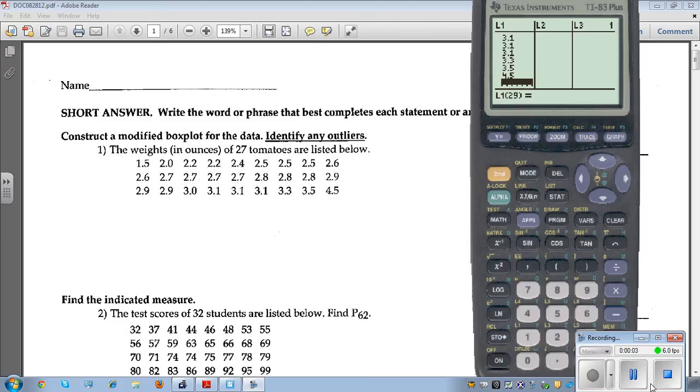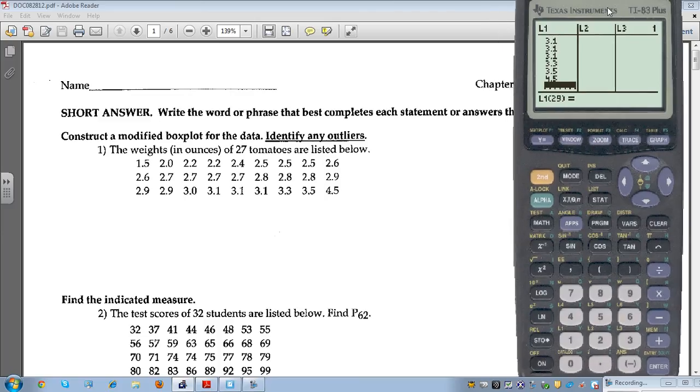Okay, so here's your chapters 1, 2, and 3 review video for your practice test, which is uploaded as a PDF. For the first one, we need to do a modified box plot for the data and identify any outliers.